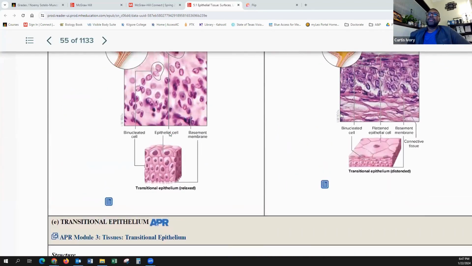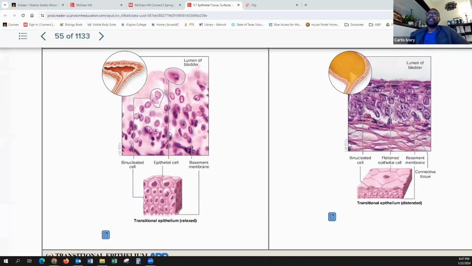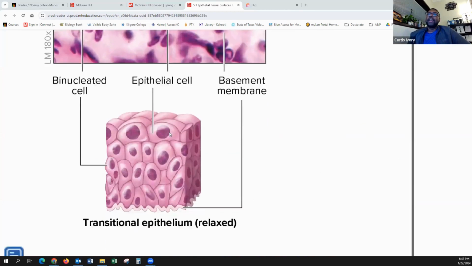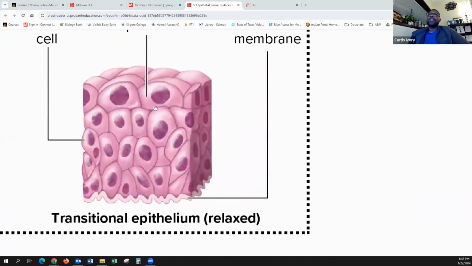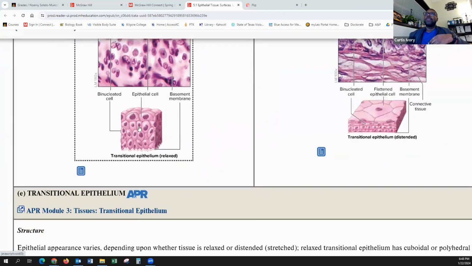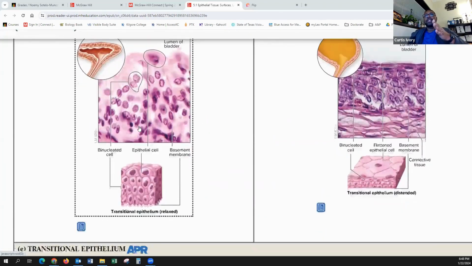All right, this next one here, which is one of my favorites, is transitional. If you take a look, all those cells are kind of different shapes. It's because they're able to stretch. With our bladders, we want them to be able to stretch apart and contract, and be able to store a lot more urine, especially if you need to hold it for a long period of time. So transitional is the only one that actually looks like this.